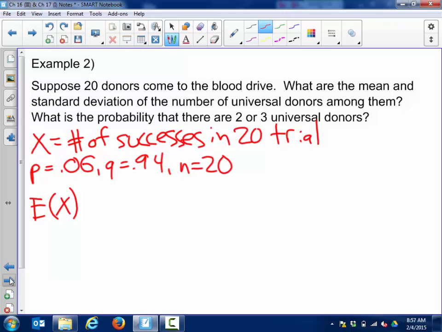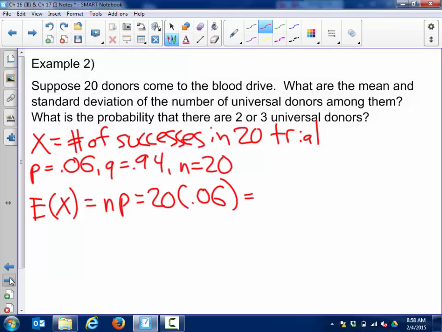The number of successes is really asked about later in the question, but you have Bernoulli trials because, just as before, you have 2 outcomes. Either someone has O negative blood or they don't. The trials are independent. One person's blood type shouldn't affect the next person's blood type. And finally, the probability of success, 0.06, is constant.